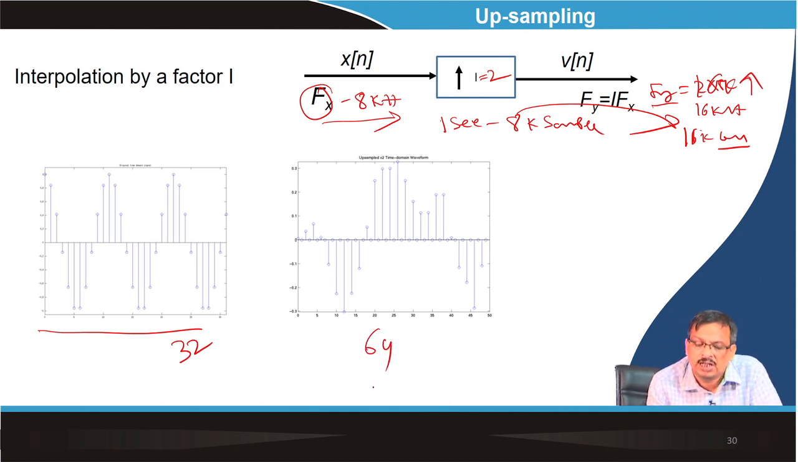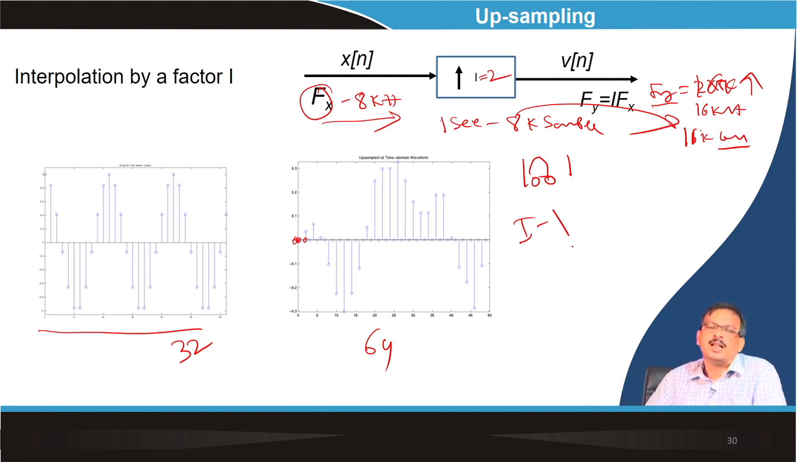So what will we do? In between two samples, I put a 0. Now if I want to make it 3 times, then in between two samples I have to put two 0s. So the number of 0s will be I minus 1. If it is factor 2, then between samples, one 0. If it is factor 3, then two 0s. If it is factor 4, then I have to put three 0s.